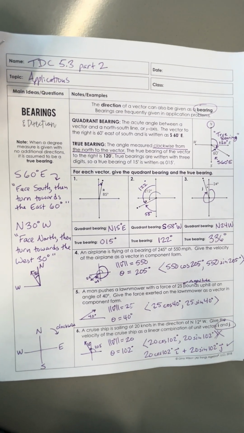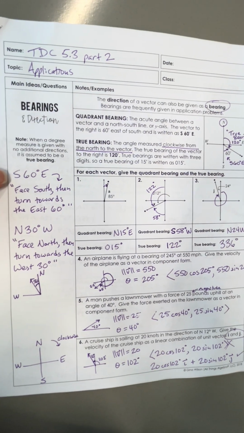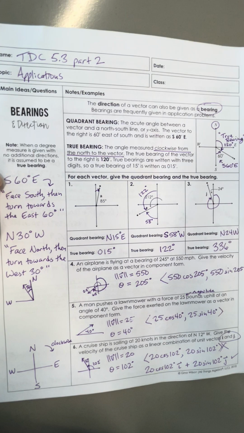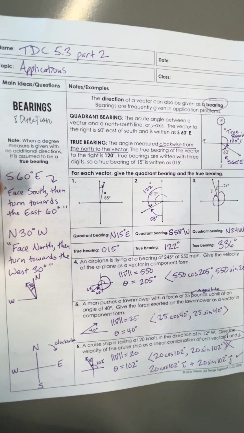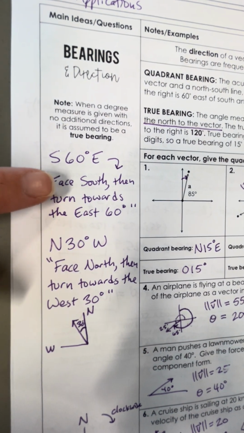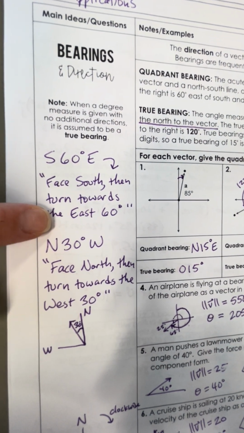Bearings is the first one. Now, I want you to know that if you see something where you've got letter, angle, letter, the first letter will always be your north or south, and the second letter will be your east or west. And I read this as south, face south, then turn towards the east 60 degrees.